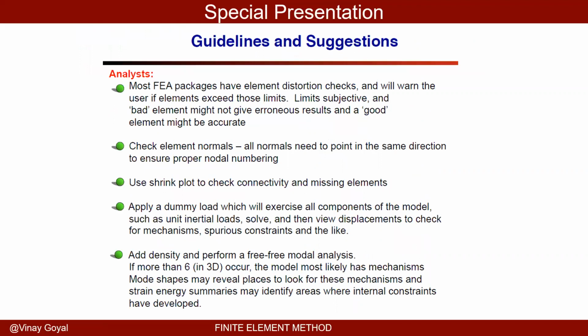Guidelines and suggestions for all the analysts, like what you are trying to become. Most finite element packages have element distortion checks and will warn the user if the elements exceed certain limits. Limits are subjective, and bad elements might not give erroneous results, and good elements might not be accurate. My suggestion to all of you is, when you make a model, check the element normals. All normals need to point in the same direction to ensure proper nodal numbering. Use shrink plots to check the connectivity and missing elements.